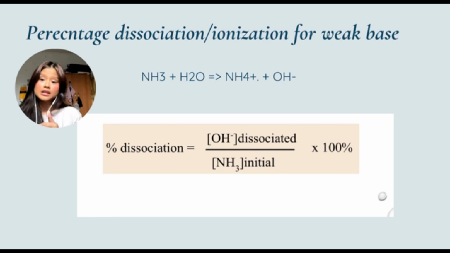Similarly for a weak base, like ammonia, ammonia reacts with water to form ammonium and hydroxide ions. Again, percentage dissociation is the amount of base that actually forms ions compared to what we started with.